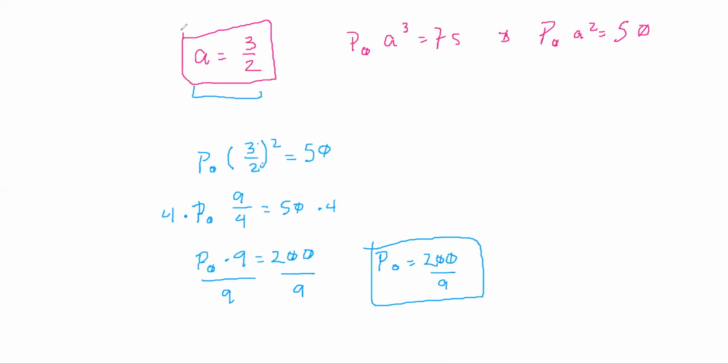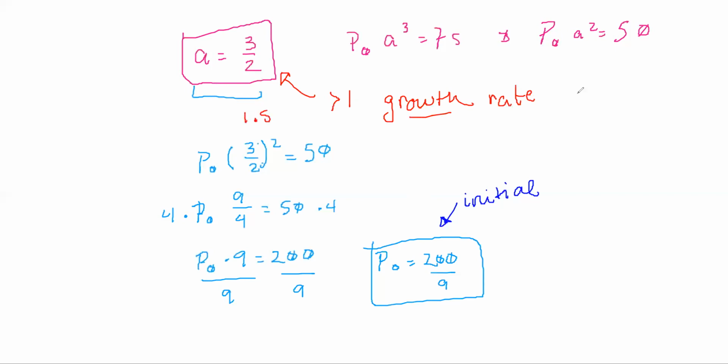Now we are asked to state the initial quantity and the percent rate of growth or decay. Our initial quantity is always going to be p naught. So this is our initial. And our a is going to tell us whether this is growth or decay. This is larger than 1, so it's growth. And our rate, we can write this as a decimal, so it's going to be 1.5. So our rate is going to be 50%.